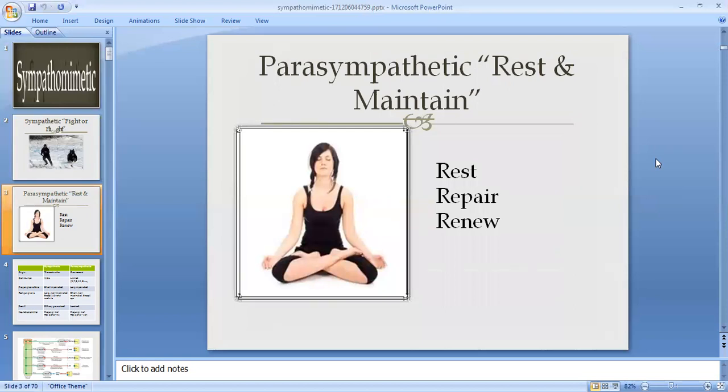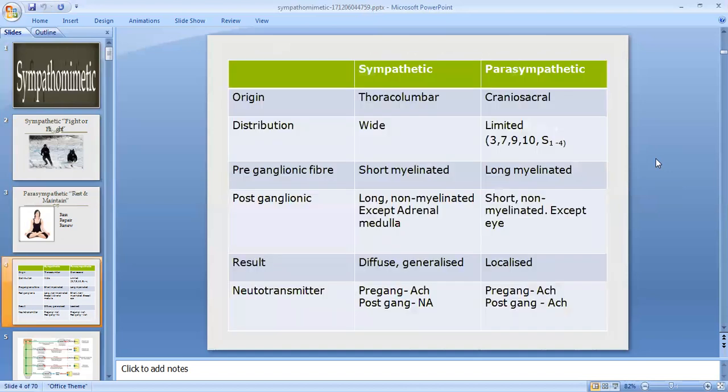The parasympathetic system controls the body function at rest. It is also called rest and digest. The sympathetic system originates from the thoracolumbar region and the parasympathetic system originates from craniosacral, or brain and sacral. The sympathetic system has a wide distribution while the parasympathetic is limited.